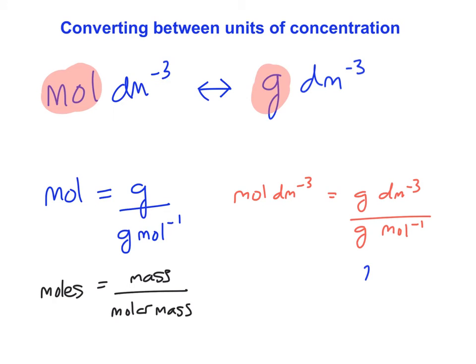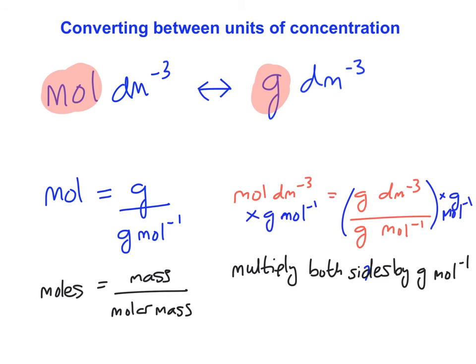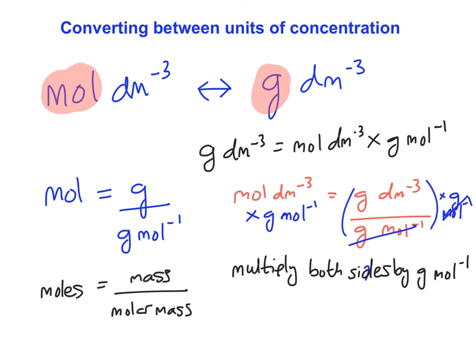So it's reasonable to say that moles per decimeter to the minus 3 would be equal to grams per decimeter to the minus 3 over grams per mole to the minus 1. How do you make grams per decimeter to the minus 3 the subject? So you multiply both sides by grams per mole to the minus 1, which allows you to cancel. So grams per decimeter to the minus 3 is moles per decimeter to the minus 3 times molar mass, which can also be written like that. It's just a matter of rearranging the units.